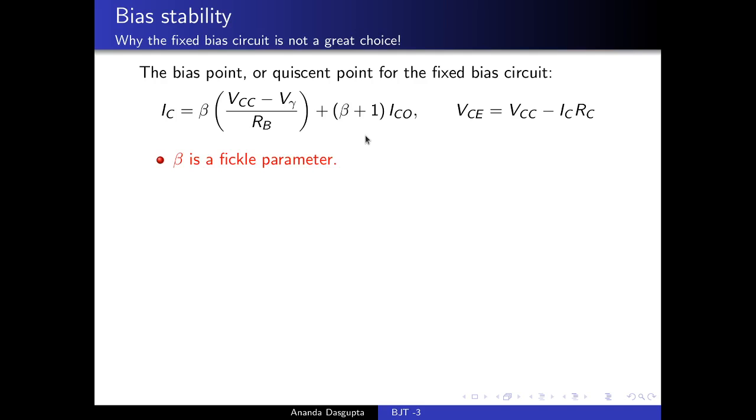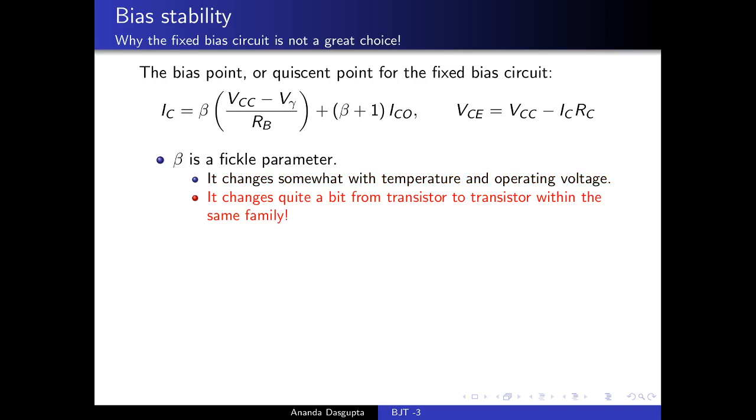Now, in this expression for IC, you have beta, and beta is a rather fickle parameter. Beta depends on the transistor, but when I say it's a fickle parameter, that's because beta actually changes quite a bit with temperature and the operating voltage. So if your voltage changes, if the temperature changes, beta changes quite substantially.